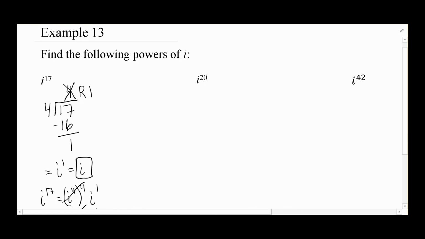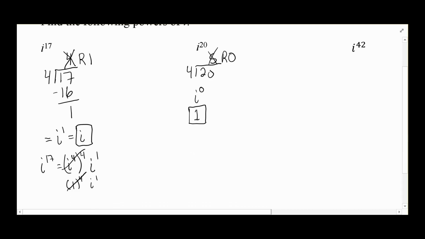So how about i to the 20th? How many times does 4 go into 20? It goes in 5 times, but most importantly, what's the remainder? It's nothing. So the remainder of 0 says this is the same thing as i to the 0, and anything to the 0 power is 1. Why is that the case? Because i to the 20th would be i to the fourth raised to the fifth, with nothing else after it. And that's just 1 to the fifth, or just 1.